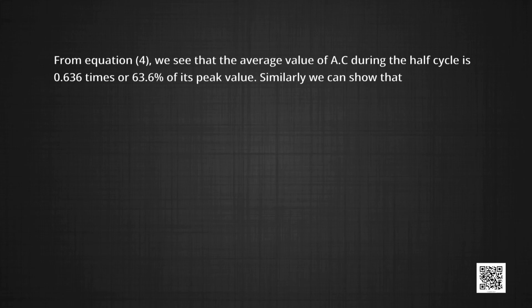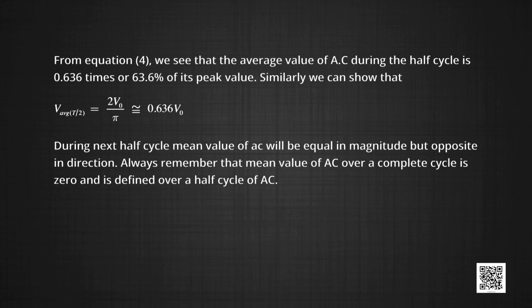Similarly, we can show that the average voltage, or V average, for the half cycle is equal to 2V0/π or 0.636 V0. During the next half cycle, the mean value of AC will be equal in magnitude but opposite in direction. So, always remember that the mean value of AC over one complete cycle is 0 and is defined over a half cycle of AC.